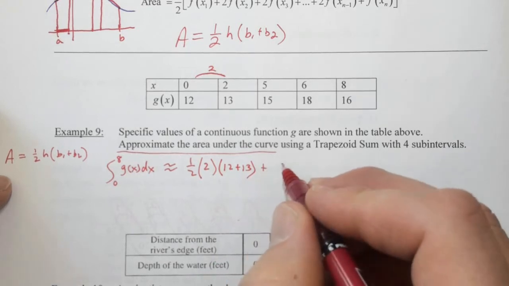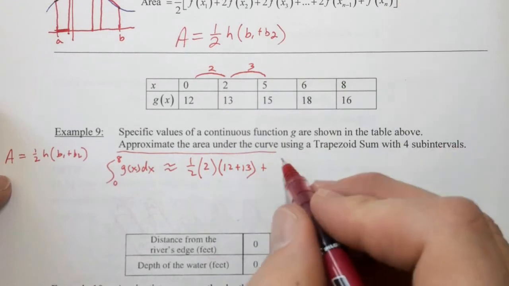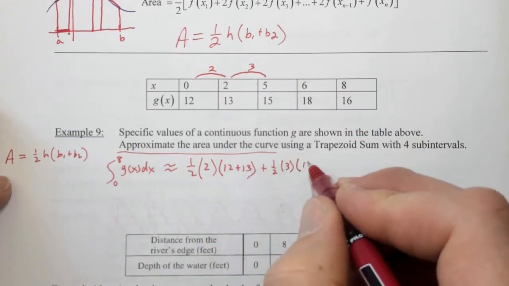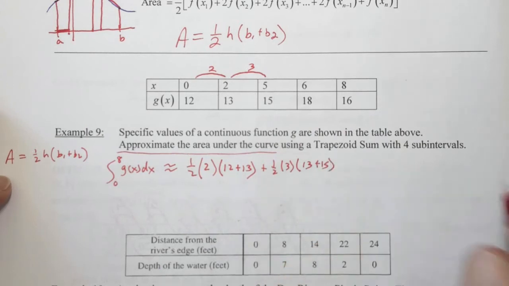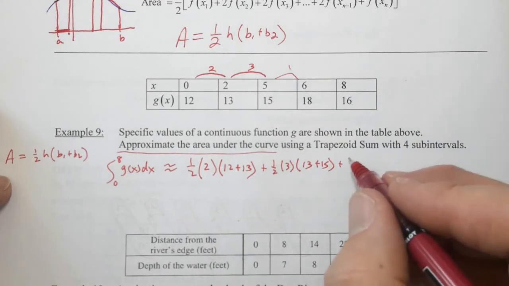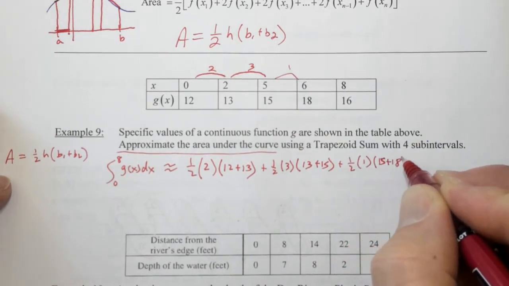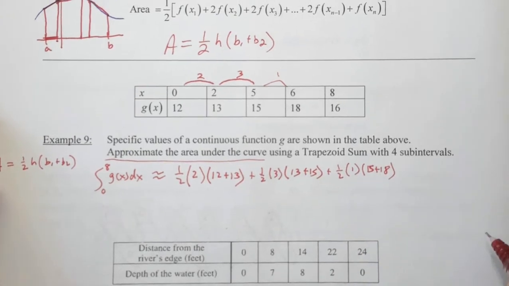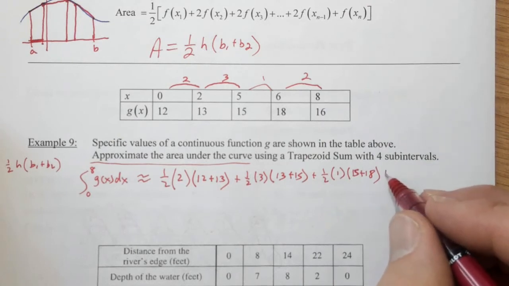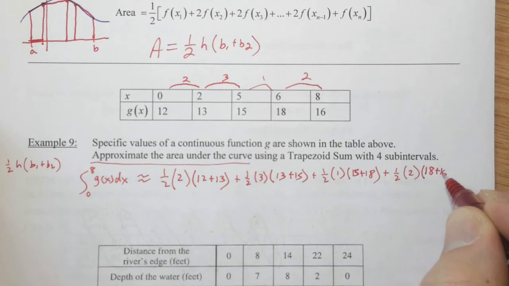So we've got 12 plus 13. And we go to our second trapezoid, which is going to travel from 2 to 5. So that's a height of 3. So we're going to have 1/2, height is 3, and the two bases are 13 and 15. Next up, we're going from 5 to 6. So that's a change of 1. So 1/2 times 1 times 15 plus 18. And finally, our fourth trapezoid, we're going from 6 to 8. So that is a change of 2. So we have 1/2 times 2 times 18 plus 16.